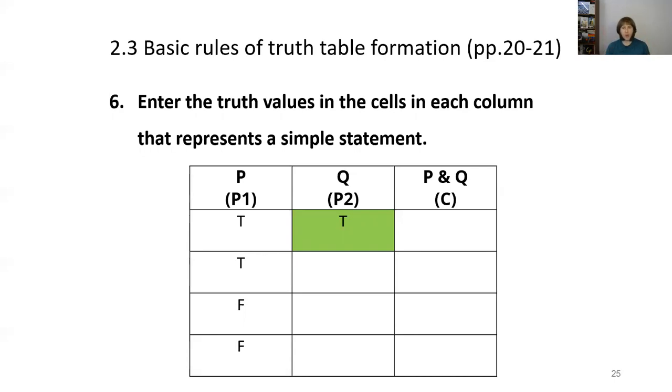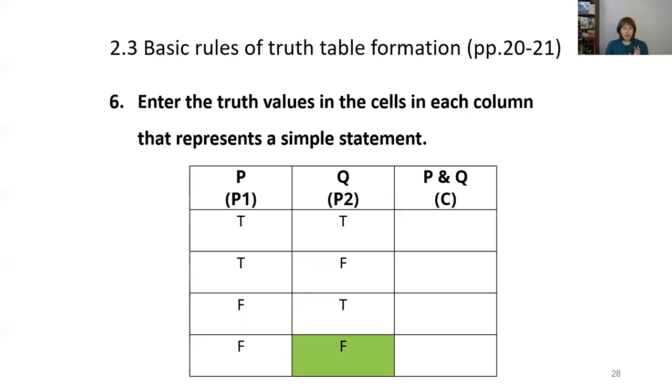So really the first row we're interested in is this one right under the header row. In the first row we have true, and then we immediately go to false. Then we put in true again, and then we go to false. We've now filled in the values for the simple statements on the table.